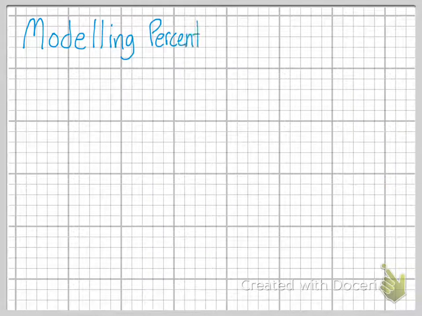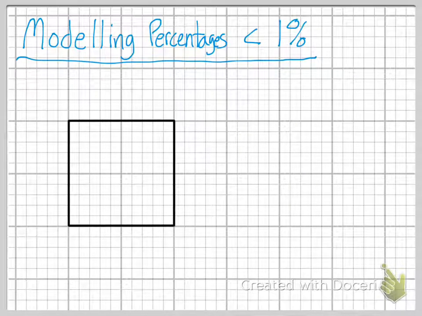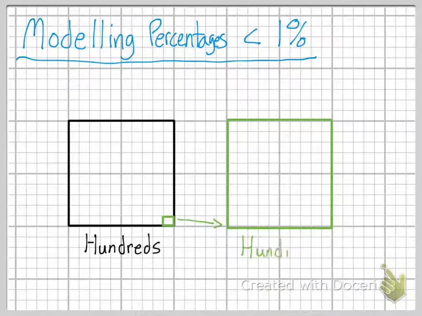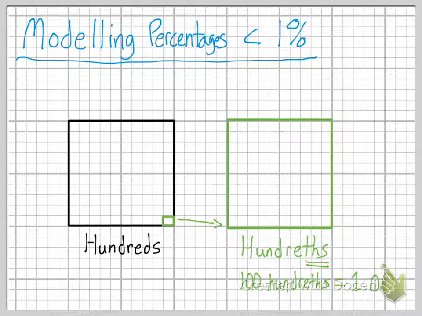Now we'll model some percents that are less than 1% or contain a decimal. So in our regular hundreds chart, I'm going to isolate one square. If I divided that square up into 100 equal pieces, each one would represent 1/100th. This is where we come up with our name for the hundreds chart versus our hundredths chart. 100 hundredths will give me 1%, or the number 1.